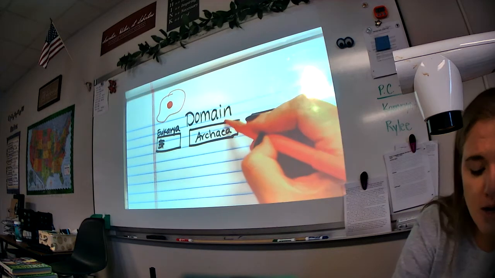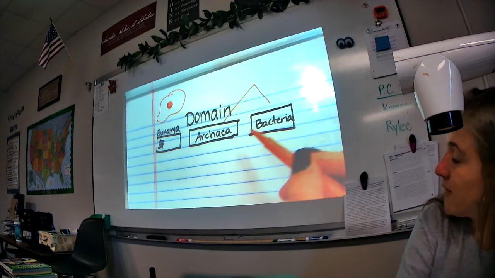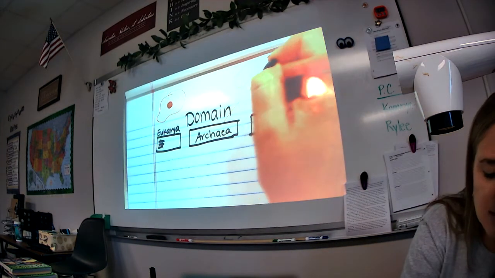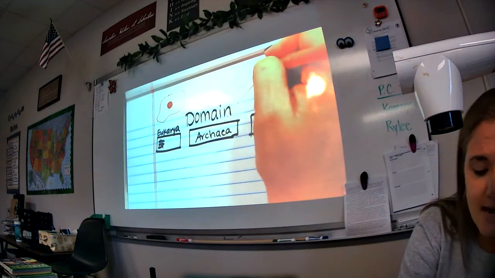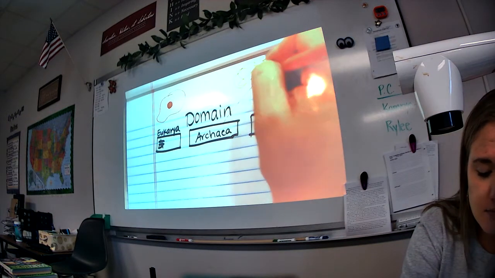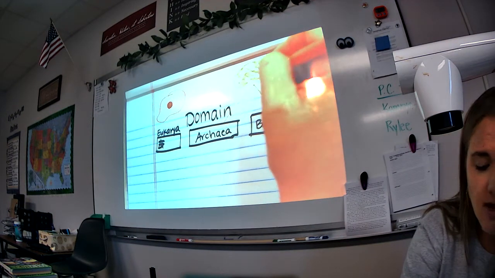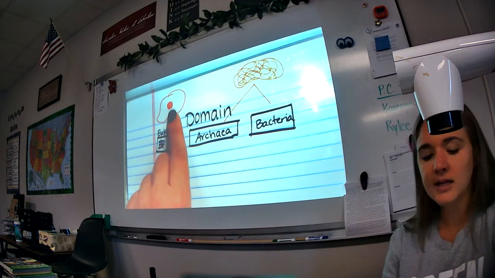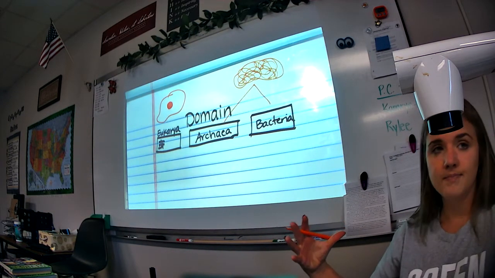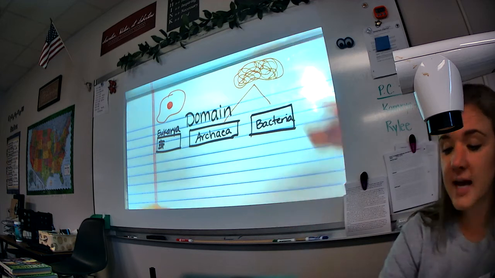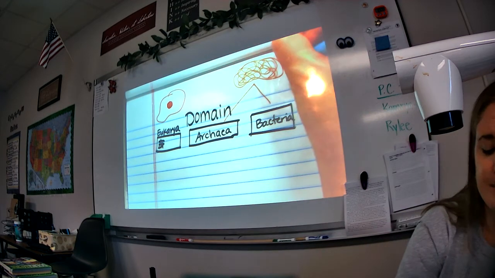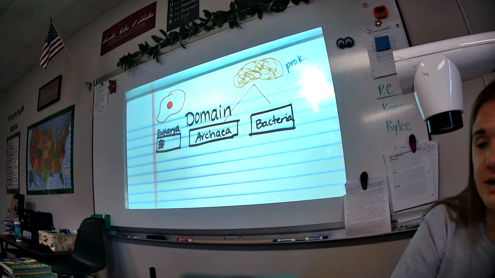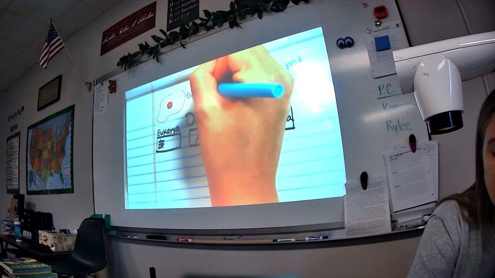For Archaea and Bacteria, both of these domains have a cell of similar shape, but the inside looks like this. That stringy stuff is not balled up inside a nucleus, but it's floating all around the cell. That's called a prokaryotic cell. This is a prokaryote cell. This is a eukaryote cell.